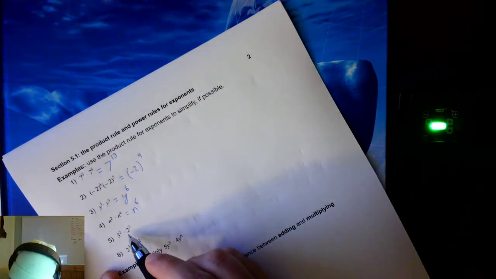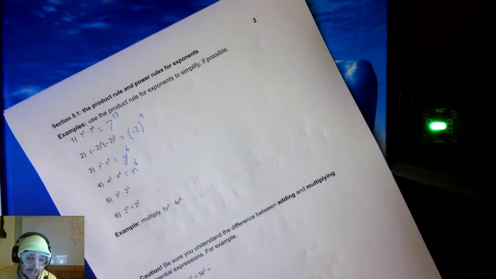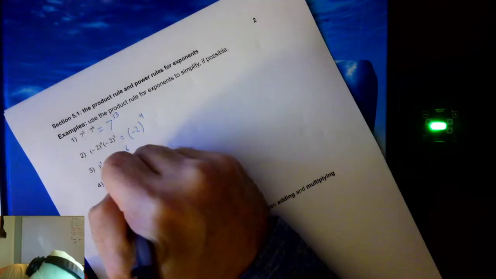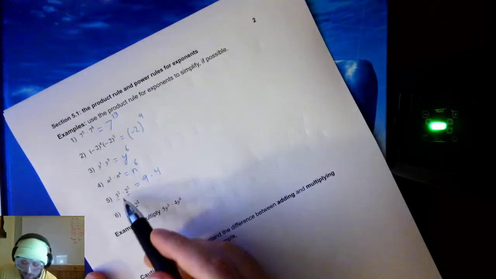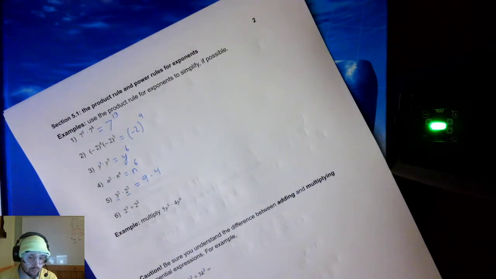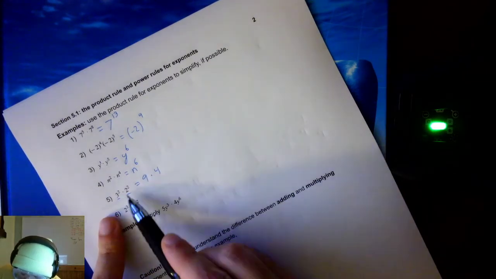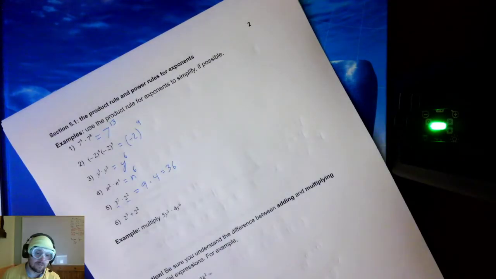3 squared times 2 squared. These are different bases. I cannot combine these into one answer. If I want to simplify this, I have to use good old-fashioned order of operations. I have to do 3 squared and 2 squared first, because those are exponents. 3 squared is 9, and 2 squared is 4. The only way to simplify this is by combining by order of operations. There's no exponential rule shortcut for different bases. They have to have the same base. So if I make 3 squared 9 and 2 squared 4, 9 times 4 would be 36.